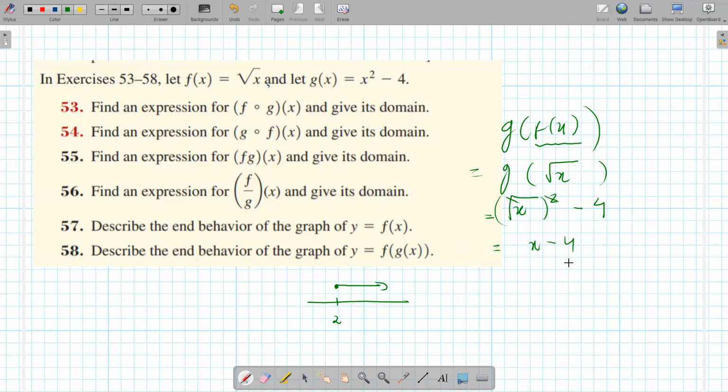Now for this, it's a linear function. The domain is super simple. Isn't it just negative infinity to positive infinity? Yeah. And then the same thing for the range.